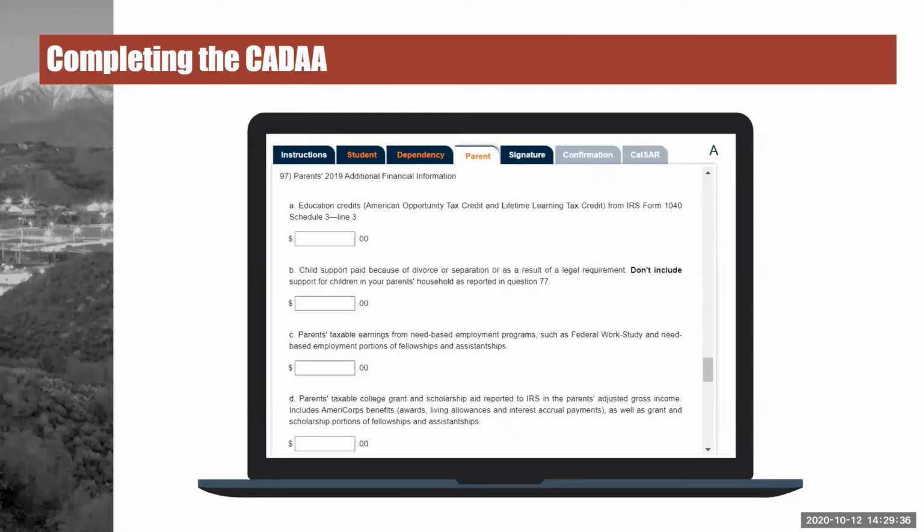Great. The next set of parent financial questions will ask about various financial items. Read through each item and consult appropriate documentation as recommended in each question. If an item doesn't apply to your parents, then you may report $0.